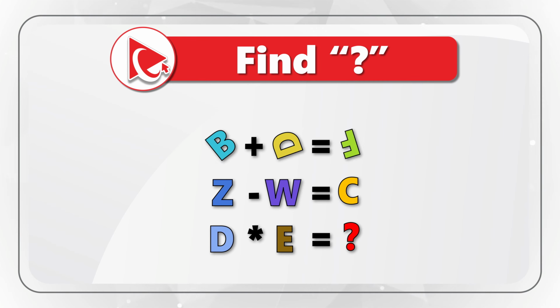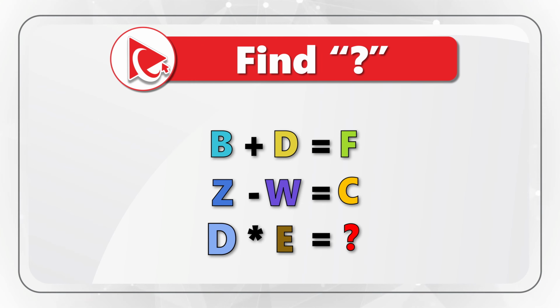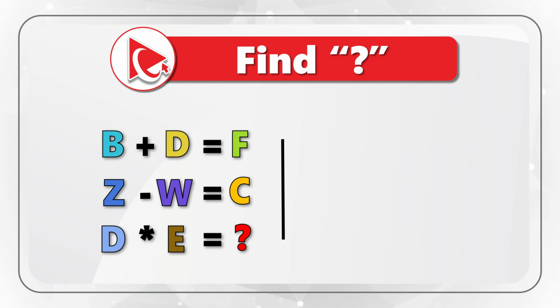The first expression is b plus d equals f. The second expression is z minus w equals c. And the third expression is d multiplied by e equals missing item. And you need to find and select the missing item out of four possible choices.